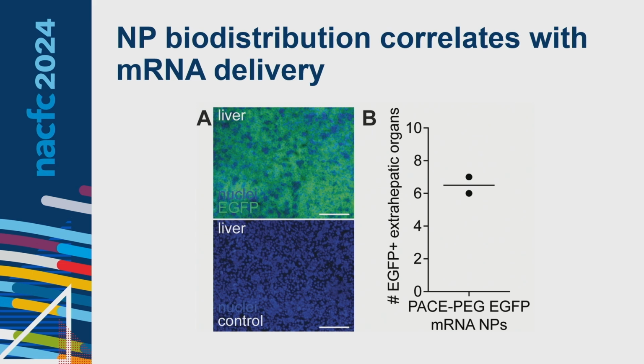But we did see that there are a number of organs that did fluoresce green. I'm showing you the liver because that was actually the most pronounced. But we did see about 7 extrahepatic organs in our initial analysis that showed a positive signal. So this was exciting, including the lungs and the GI tract.